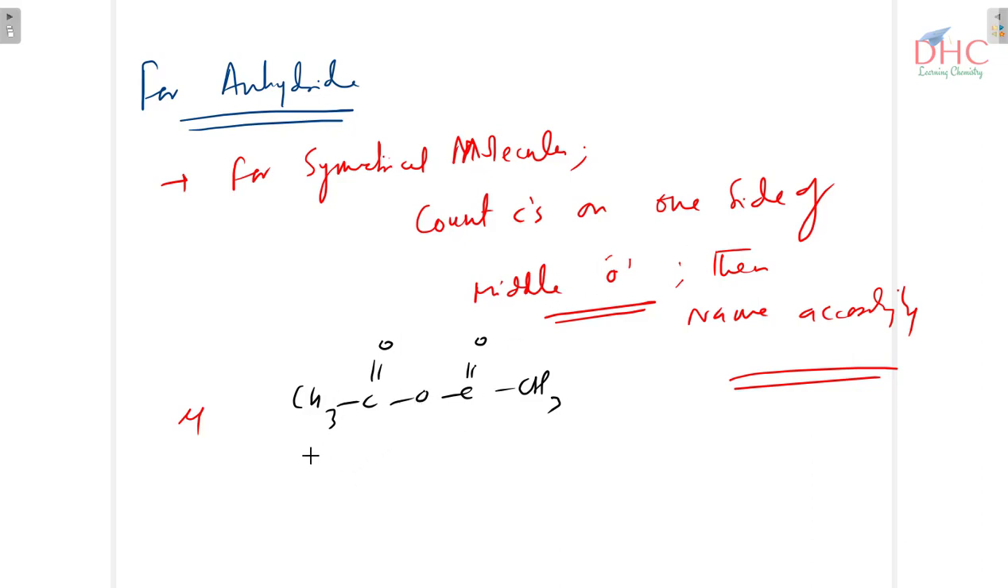So on one side of this O, how many carbons are there? 2. From here also 2. Once there are 2 carbons, the prefix is acet. Then the name is ic acid, ic anhydride, acetic anhydride. So acetic anhydride is the name of this compound, because for anhydrides the suffix is ic anhydride and there are 2 carbons only, so it becomes acetic anhydride.